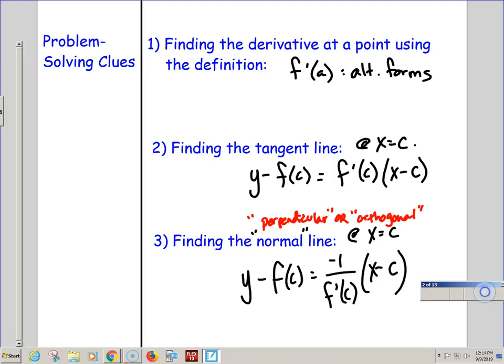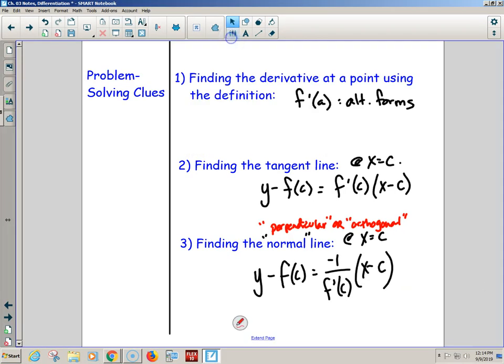What's the one thing I need to continue to remind you all of? Not that you would ever make a mistake. But why am I going to circle in yellow this f'(c) part? Does anybody know the common mistake I'm trying to have you avoid? It's supposed to be a constant. It's a derivative at a value. It is an actual constant slope.